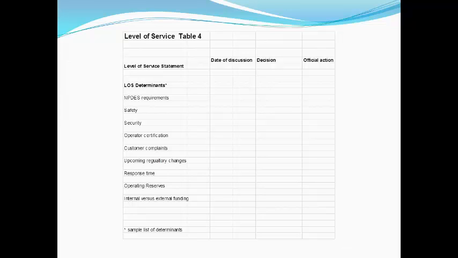The next table here, table 4, is for level of service. Of all the components, the level of service component is the most subjective, and it's going to require a discussion with stakeholders over a number of different topics. We've listed some of those topics here for discussion purposes. What the applicant will do is develop a level of service statement, and then we'll discuss these level of service determinants to come up with a level of service plan.